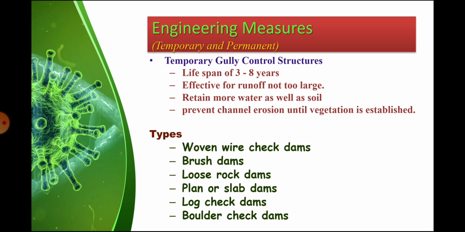So engineering controls may be of two types: temporary and permanent. Temporary control measures could be structured quickly and serve up to a maximum of 8 years, depending on the conditions and flow of runoff. Such structures are made for small and medium gully runoff and retain an effective amount of water as well as soil, or you can say deposition.